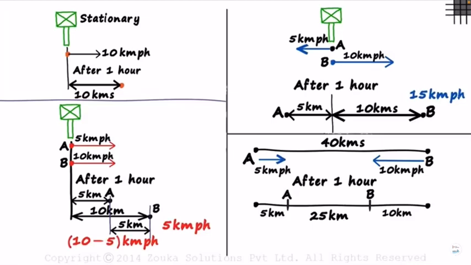That is why I said the relative speed here will be 15 kilometers per hour. How do we get this 15? It is the sum of the individual speeds. 10 plus 5 kilometers per hour.